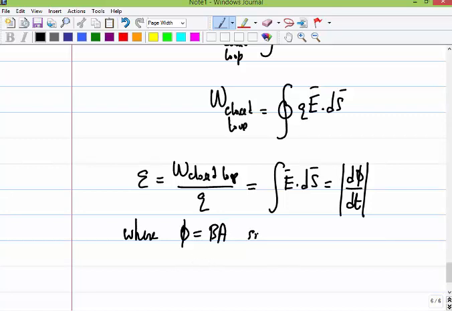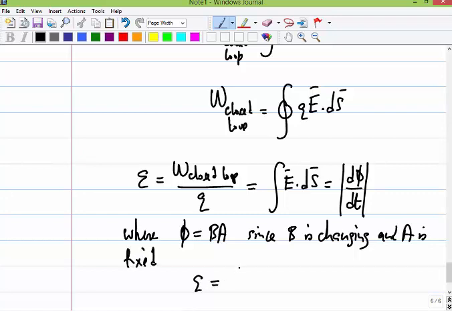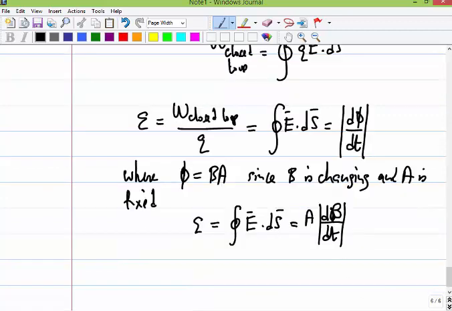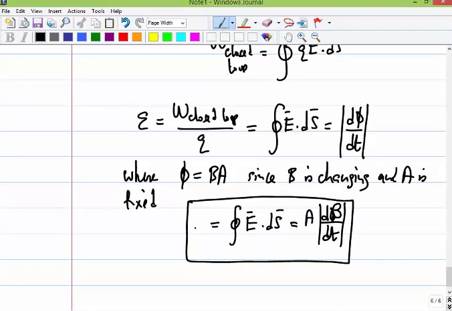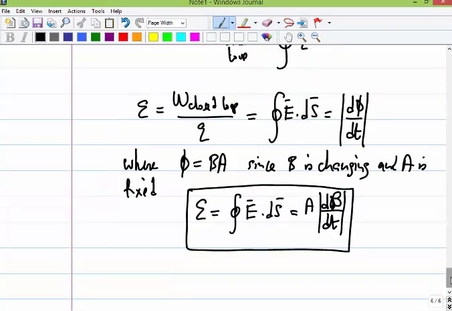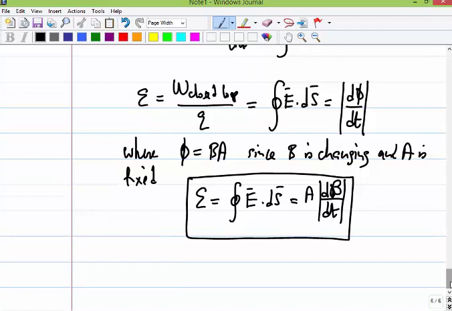Therefore, since B is changing and A is fixed, we'll say that the EMF is equal to the integral over the loop. Don't forget the loop sign, E dot ds, and that's equal to A dB/dt, like that. So this is an Amperian version of Faraday's law. In some books it's called Ampere's law, and it's less like what we did with the Amperian loop. Any questions on this at this point?